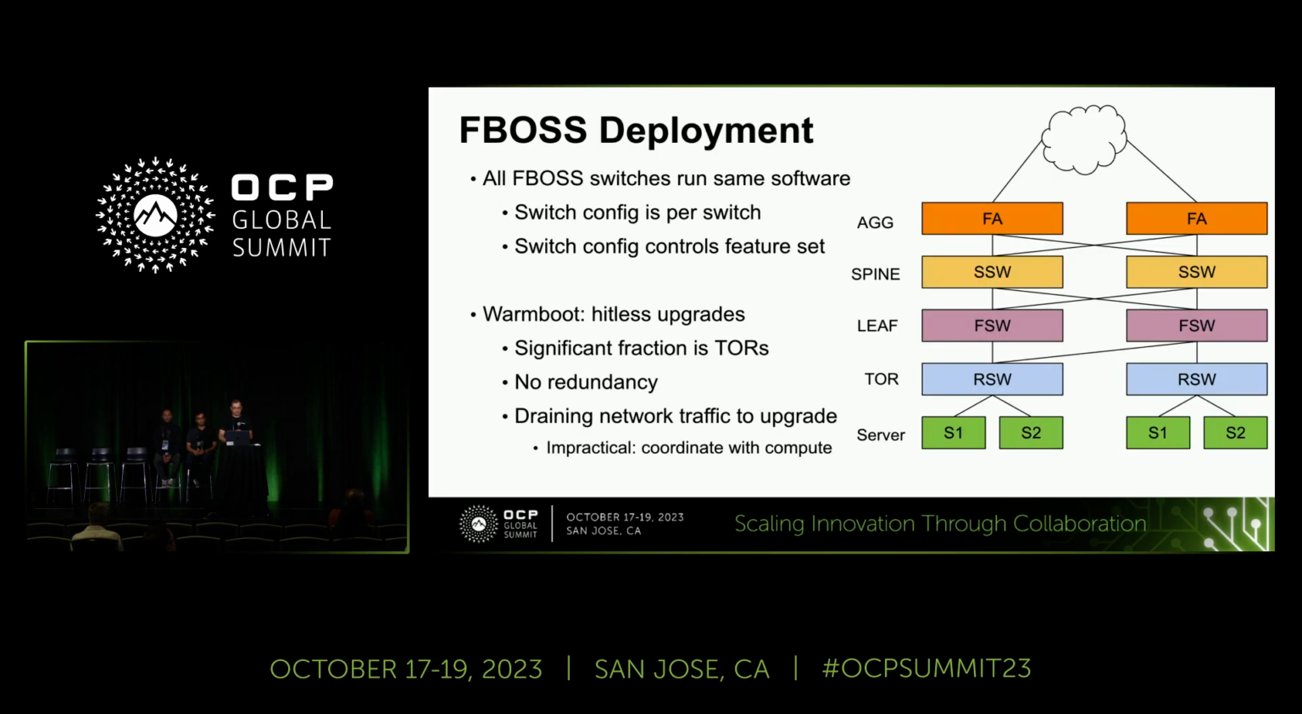Here is a quick insight into what this looks like. We have a hierarchy of switches right from TORs to the aggregation level, and FBOSS runs in every role. The same set of binaries run on every role, but what is different is, of course, the configuration, because as you can imagine, the feature requirement for each of these roles is fairly different. So we use config to selectively enable and disable the set of features that we want for that specific role.